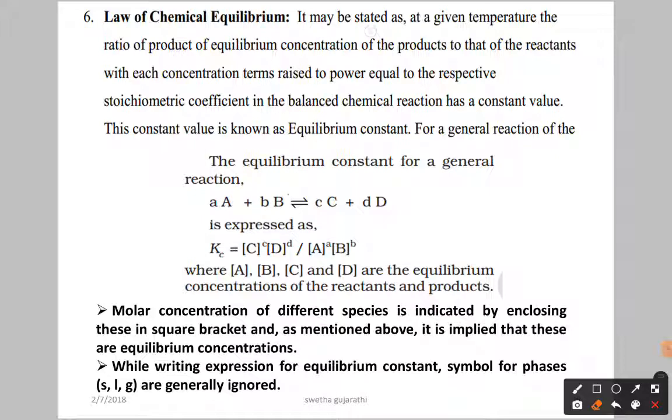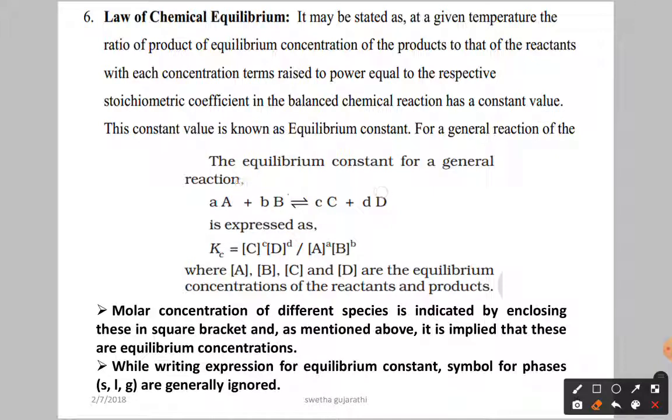It may be stated as: at a given temperature, the ratio of the product of equilibrium concentrations of the products to that of the reactants, with each concentration term raised to a power equal to the respective stoichiometric coefficient in the balanced chemical equation, has a constant value. I hope you are not understanding this yet. Let us see what this means.